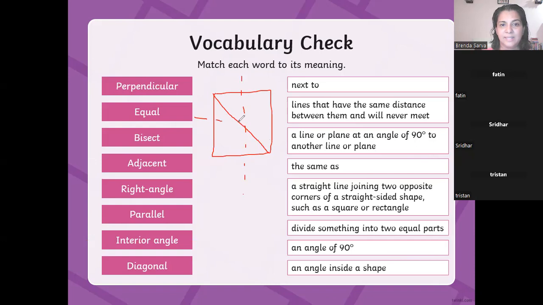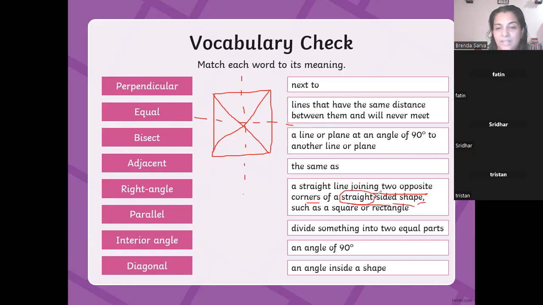Yes. Is this a diagonal? No. And is this a diagonal? I'm sorry, my lines are not super straight. Yes. So diagonals are, okay, a line that joins 2 opposite corners of a straight-sided shape.